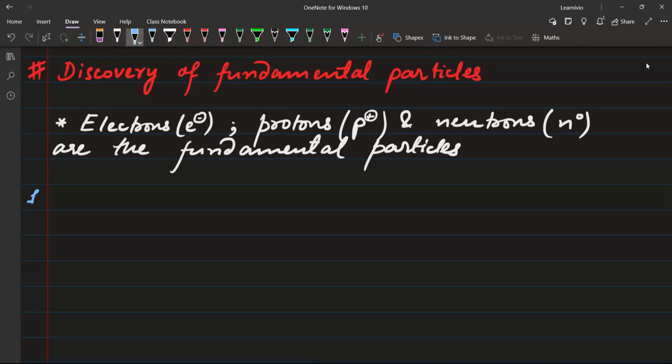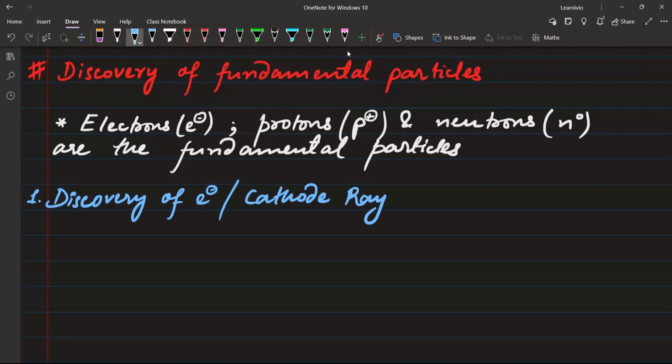The first topic that we are going to take is the discovery of electron. You can also call this the cathode ray experiment. Okay, please write till here.